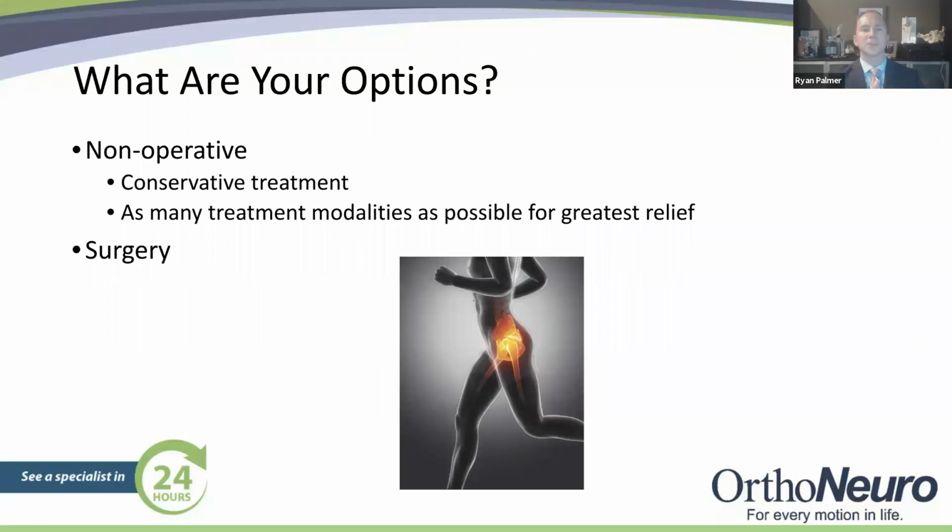So what are your options? When we simply break it down, we have non-operative management and we also have surgical management. From a non-operative standpoint, conservative treatment includes as many treatment modalities as possible for the greatest relief. There's probably not one main treatment that's going to elicit all of our effect, but again, as many treatment modalities as possible for greatest relief will be a good treatment protocol. And then there's surgery. So we're going to break these down today.